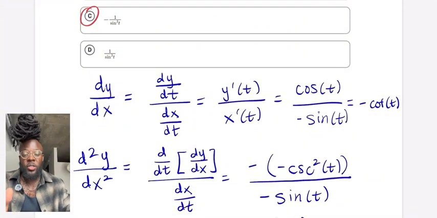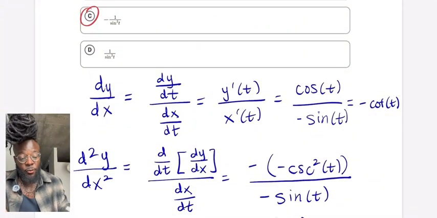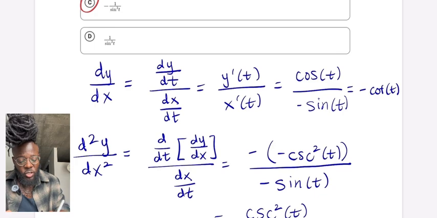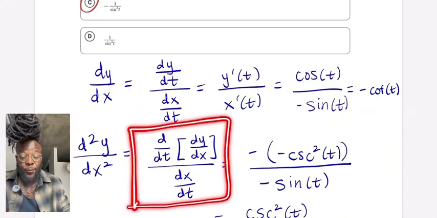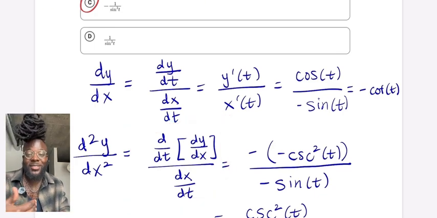So the biggest thing to know here with the second derivative of parametrics is the formula. It's just the derivative of the first derivative divided by dx/dt.